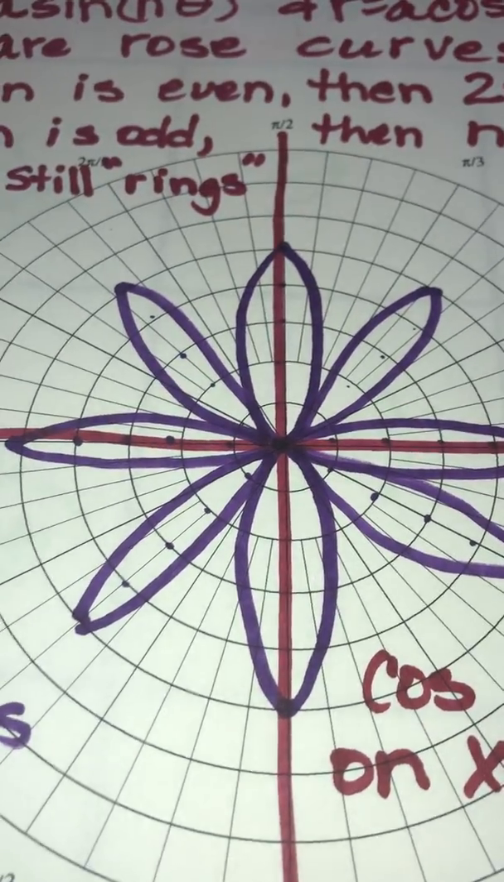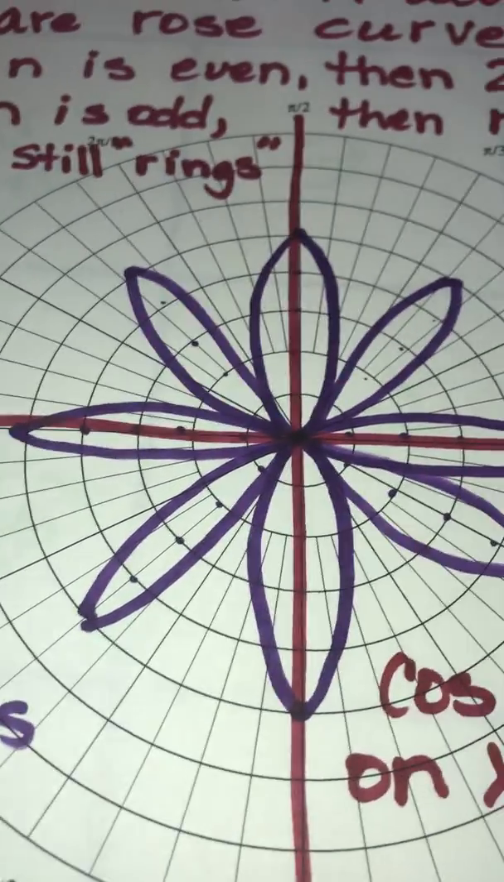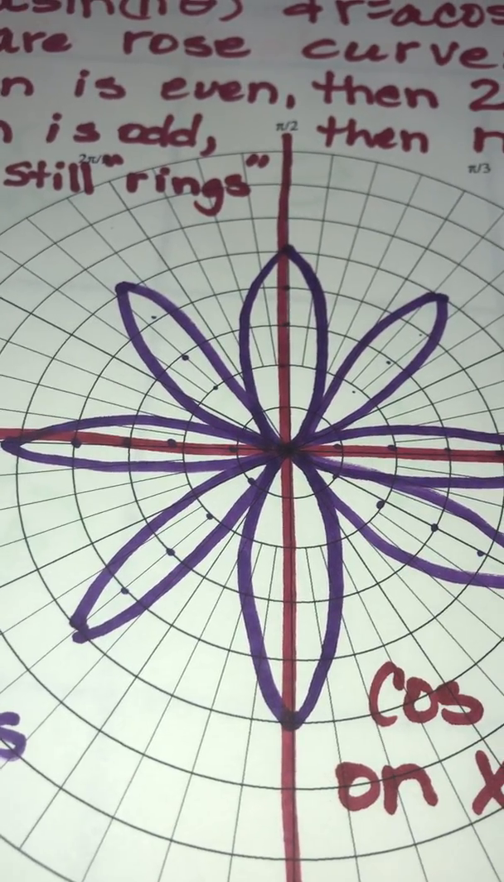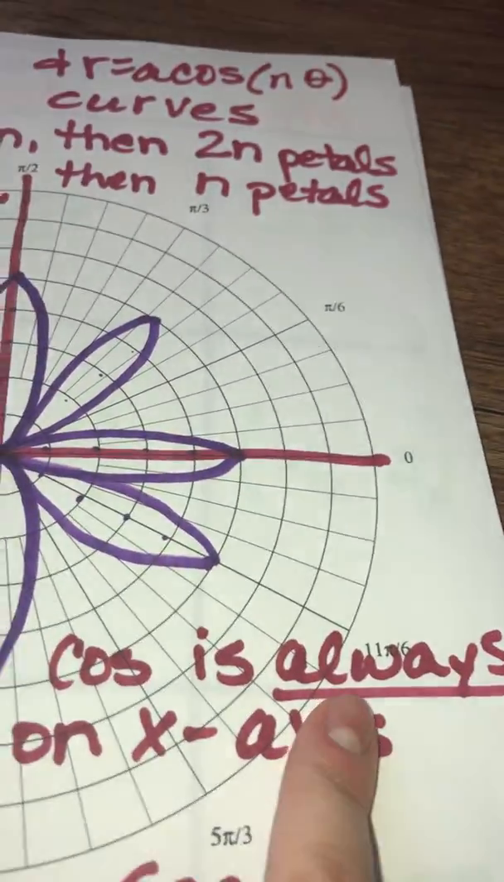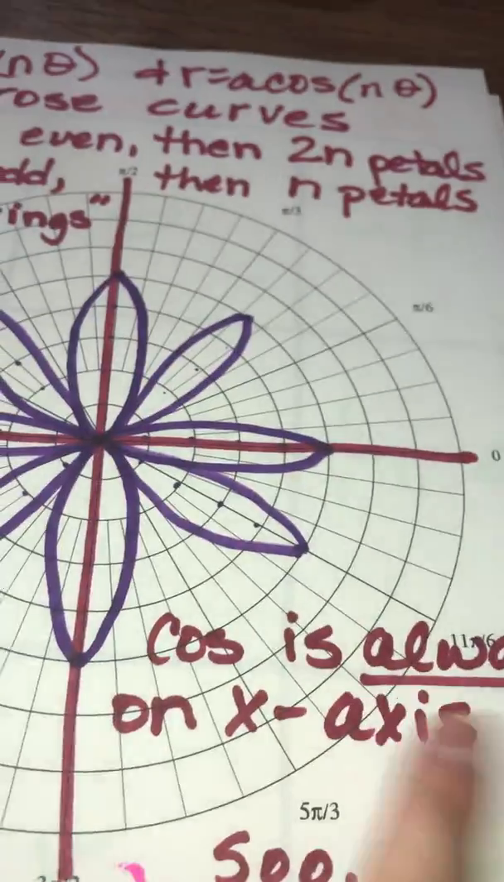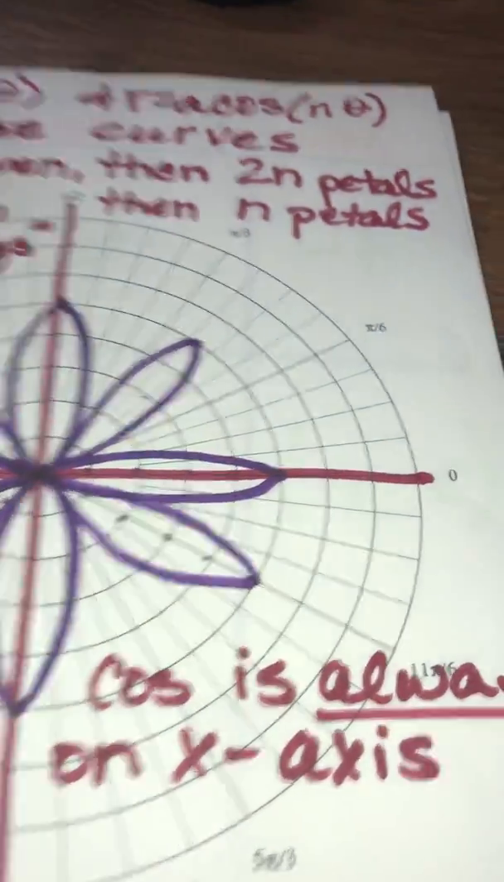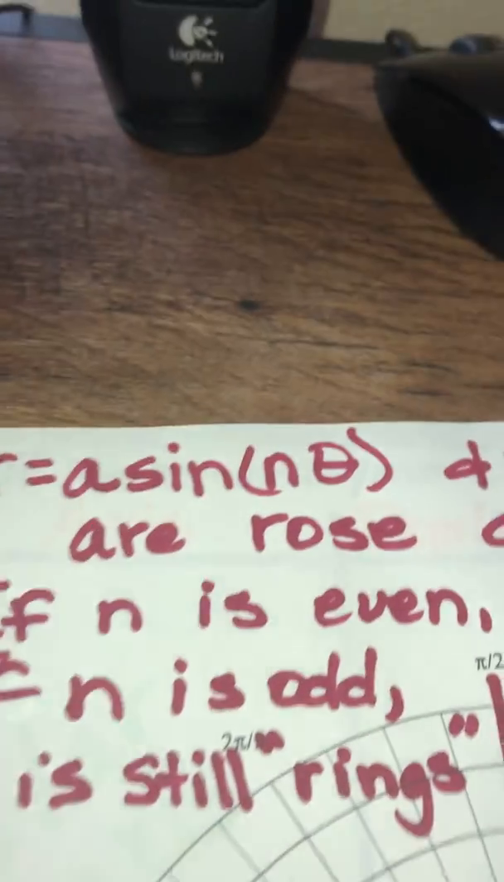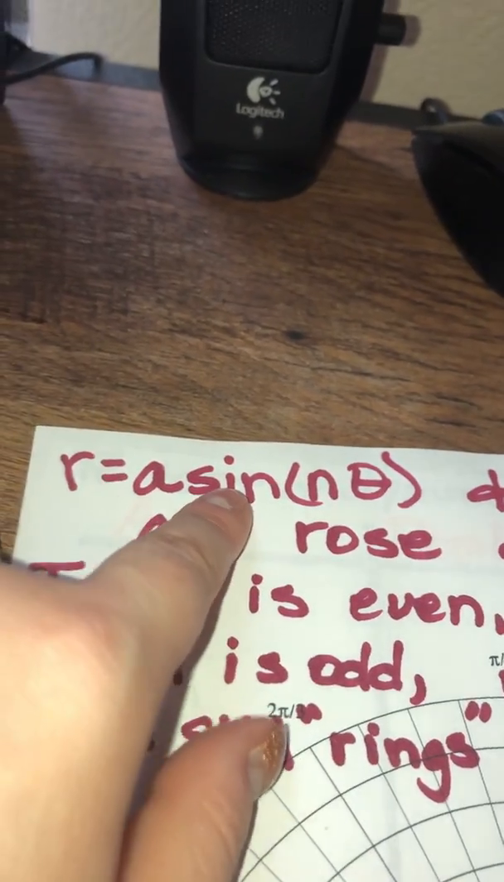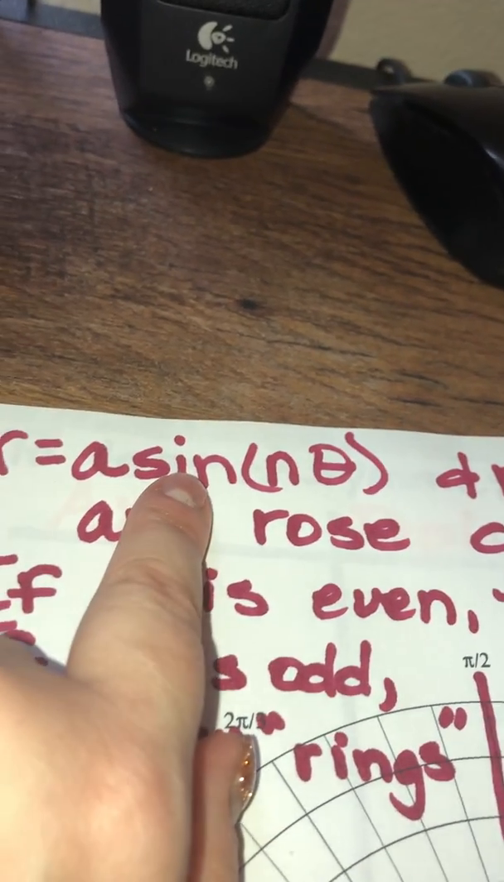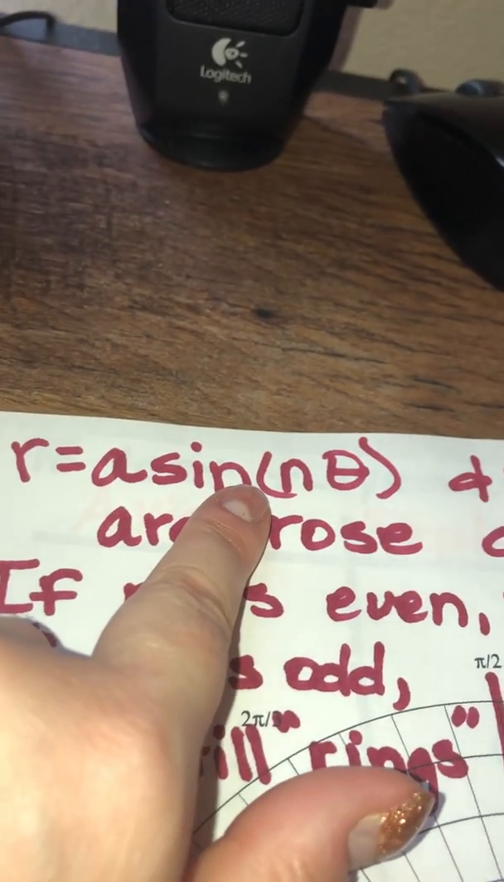It's r equals for sure, and then we have to figure out whether it's sine or cosine. Well, this one's a little bit different. Cosine n theta is always on the x-axis. So it always has a petal along the x-axis. Sine does not have a petal along the x-axis. It could have a petal on the y-axis. It could not have a petal on the y-axis. That's not what determines whether it's sine or cosine.